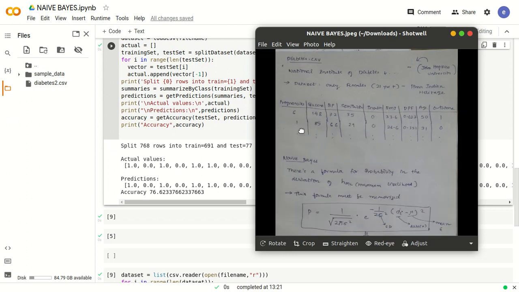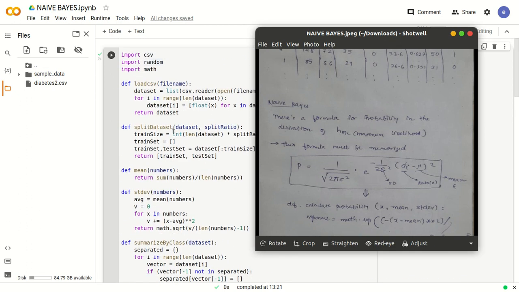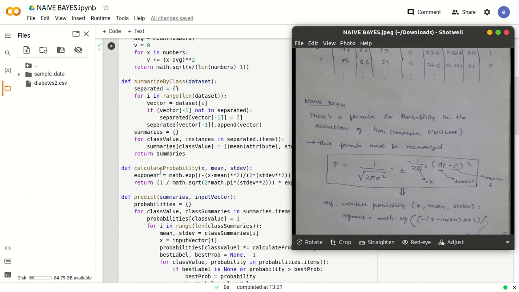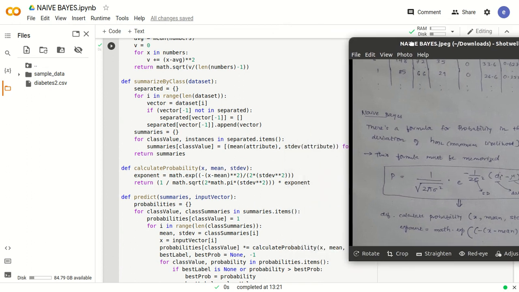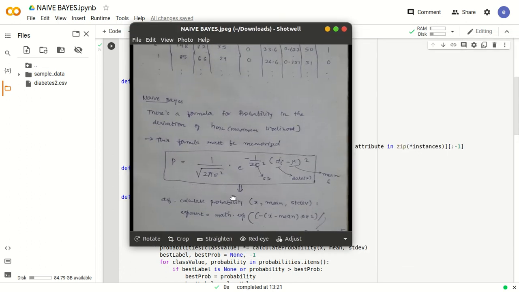Now, in order to understand how the program is written, most of the functions can be understood except one, that is the function called calculate probability. The function prototype is self-explanatory, that is, it takes x, mean and standard deviation, but the code written here is very difficult to understand without knowing this formula. The theory doesn't give you any derivation or the basis from which the formula is obtained, but this formula has to be memorized. So this is the probability value.